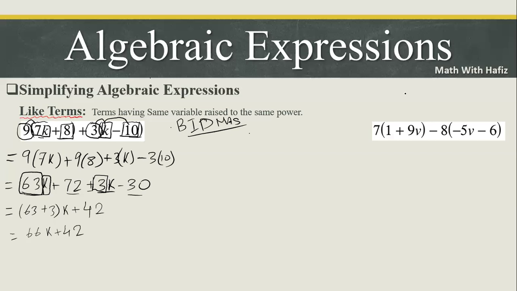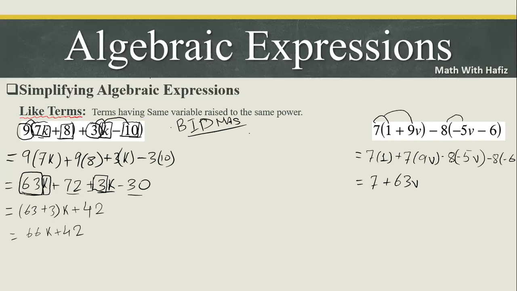All right. So next thing, if you have the same concept, what you have to do is use, first of all, the distributive property. 7 will be multiplied with 1 and plus 7 will be multiplied with 9v. Then you have negative 8. So negative 8 multiplied by negative 5v and negative 8 multiplied by negative 6. 7 multiplied by 1 will be 7. 7 multiplied by 9, again it will be 63v.